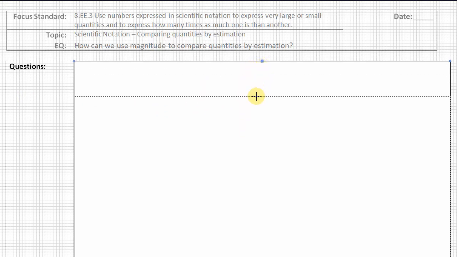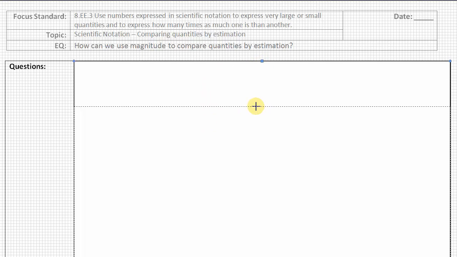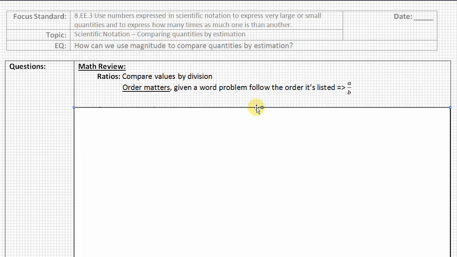So I wanted to start today with a little bit of review, because if we are comparing quantities by estimation, we have to review what we have learned previously about ratios. When we want to compare values, which we are doing today, we do so by division, and we use ratios to show that. So ratios compare values by division.